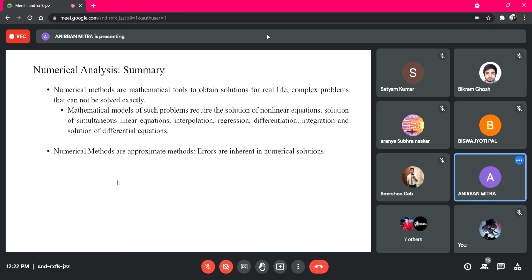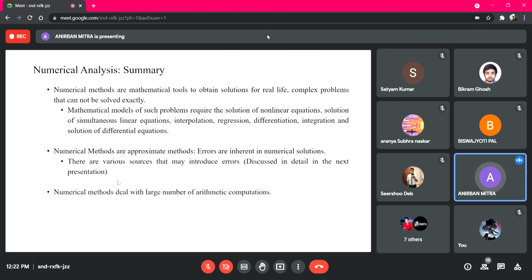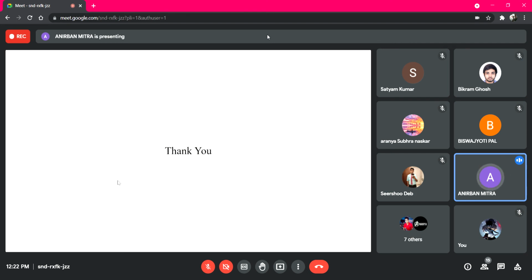As already mentioned, numerical methods are approximate methods because errors are inherent in these numerical solutions. There are various sources that may introduce errors, and that would be the topic of discussion in our next class. Numerical methods deal with a large number of arithmetic computations, and that is what makes it amenable to computer programming. So that brings us to the end of the class today. Thank you for your attention.